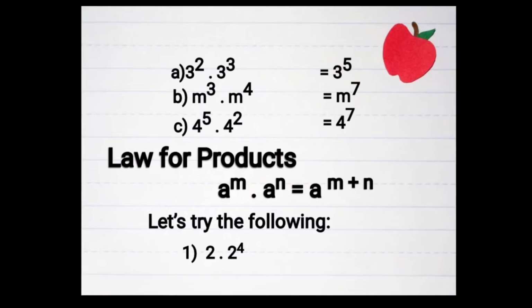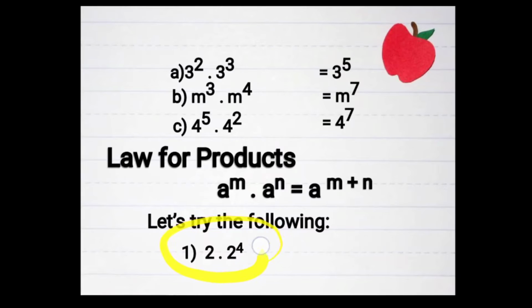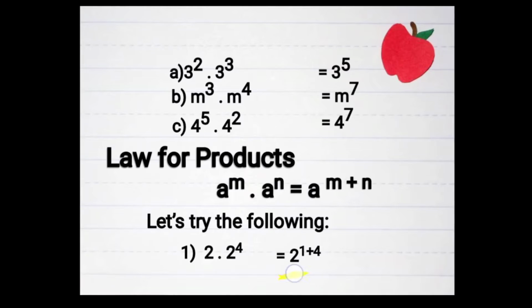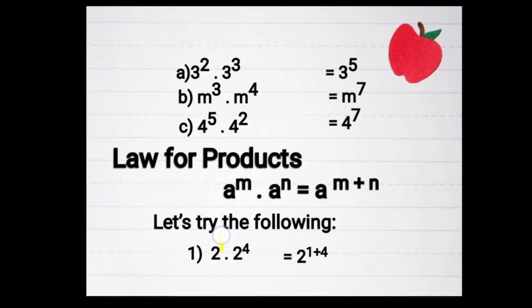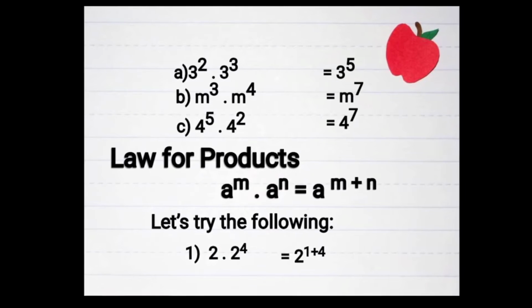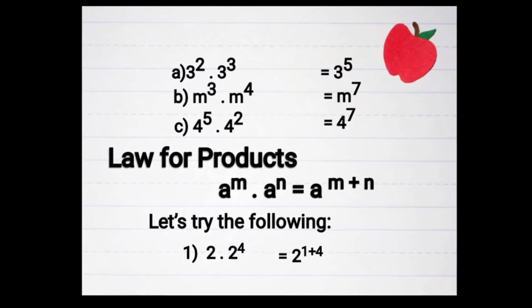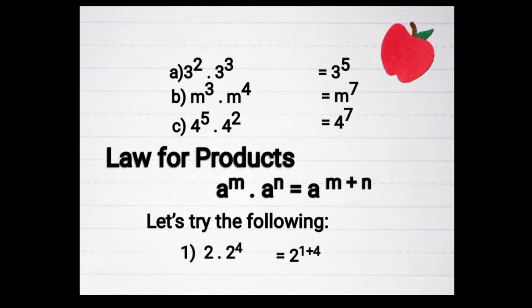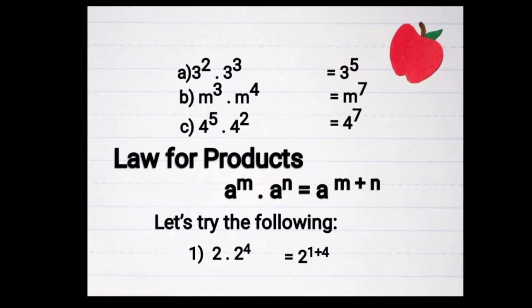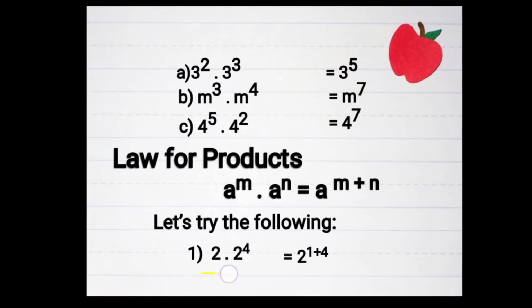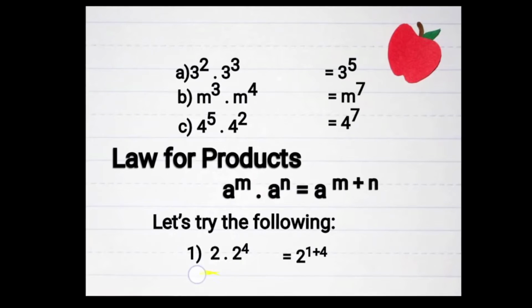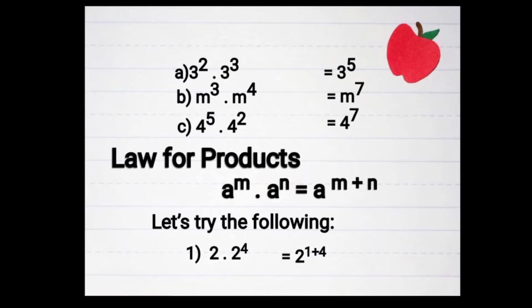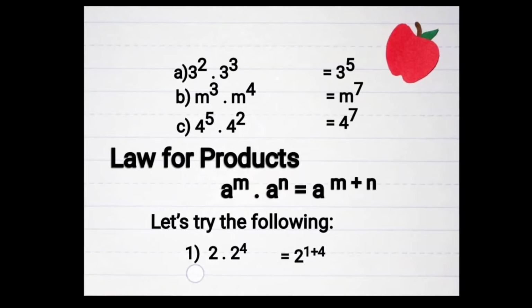Number 1, 2 times 2 raised to the 4th power. Okay, what you are going to do is copy the base. We have 2, then add the exponents. As you can see, the exponent of the first expression is not visible, but you have to take note that it is automatically 1. When there is no visible exponent, it is automatically 1. This 2 in exponential form is 2 raised to 1, or simply 2. So the exponent of this 2 is 1.